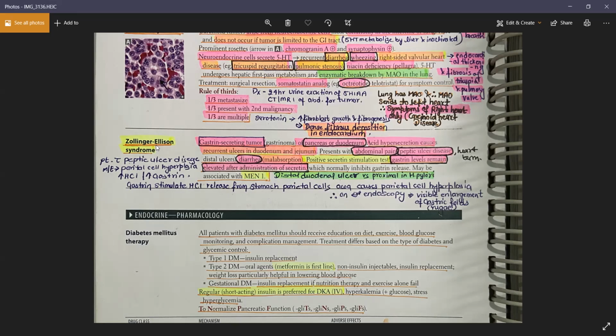So can anyone tell me why is that the case? Why, on giving secretin, am I having a high level of gastrin? Because alkaline pH stimulates gastrin secretion. No, any other cause? I mean, this could be, but not the major one.